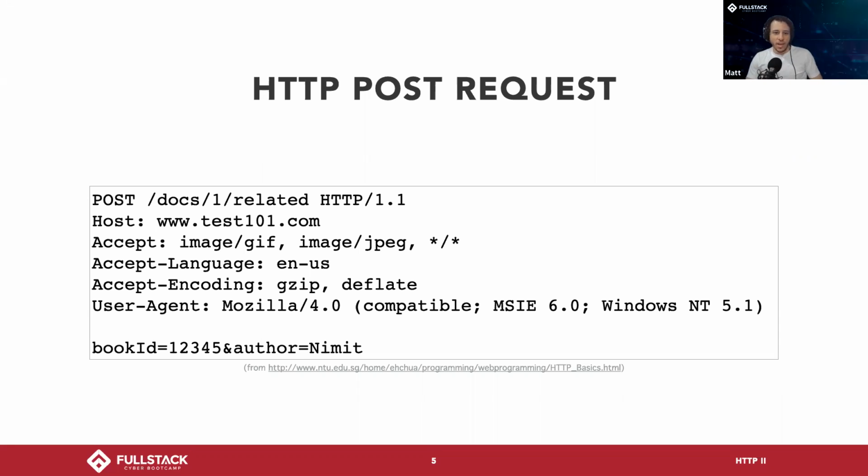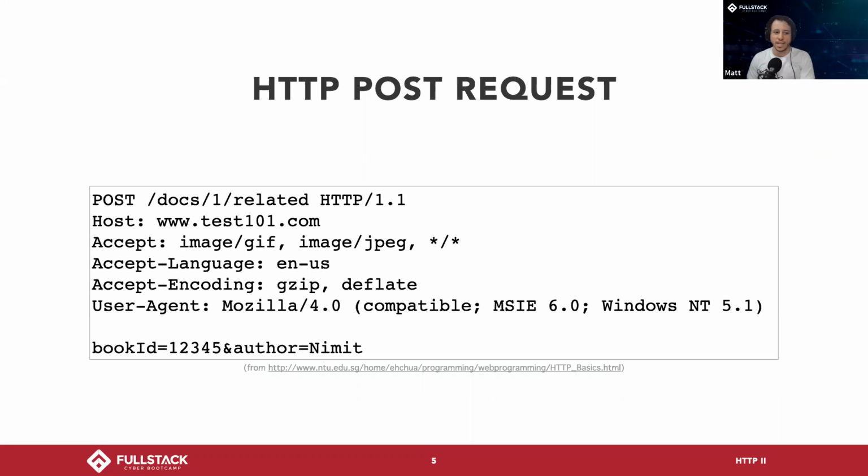Below that, you have the HTTP request headers. These are essentially the metadata associated with the request. You see the host. This is a post request, and it's getting sent to www.test101.com/docs/1/related, right? That would be the whole URL. And then there's some other information about the request.